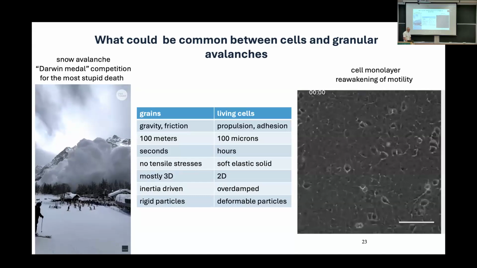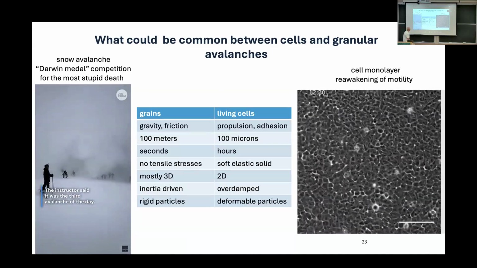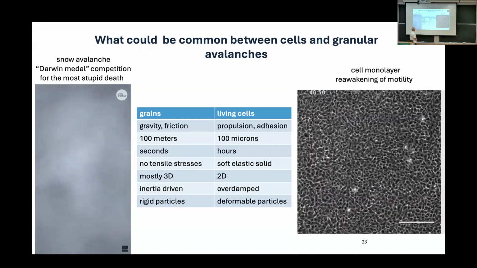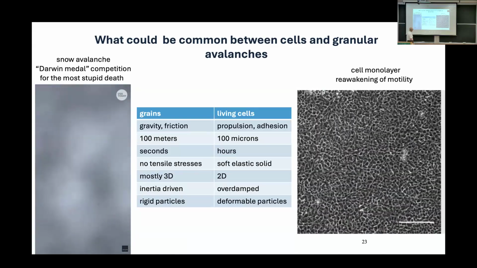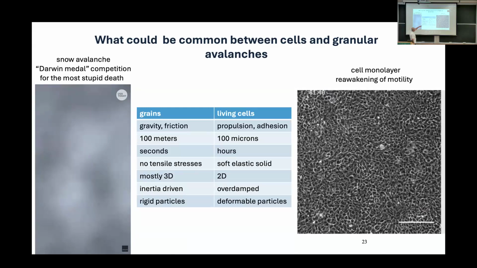And what could be in common with the cell monolayers? If you think about it, practically nothing. Granular avalanches are driven by friction and gravity, and cells are self-propelled. The scale is very different, from 100 meters to 100 microns. The time scale is different. One of the most striking differences is that in a granular system you don't have tensile stresses, you don't have adhesion. Here you have an elastic solid. These are inertia driven, this is overdamped; these are rigid particles, this is deformable particles.